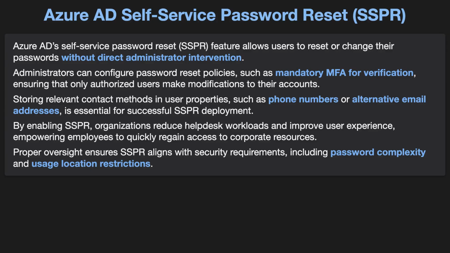Azure AD's Self-Service Password Reset (SSPR) feature allows users to reset or change their passwords without direct administrator intervention. Administrators can configure password reset policies, such as mandatory MFA for verification, ensuring that only authorized users make modifications to their accounts. Storing relevant contact methods in user properties, such as phone numbers or alternative email addresses, is essential for successful SSPR deployment. By enabling SSPR, organizations reduce help desk workloads and improve user experience, empowering employees to quickly regain access to corporate resources. Proper oversight ensures SSPR aligns with security requirements, including password complexity and usage location restrictions.